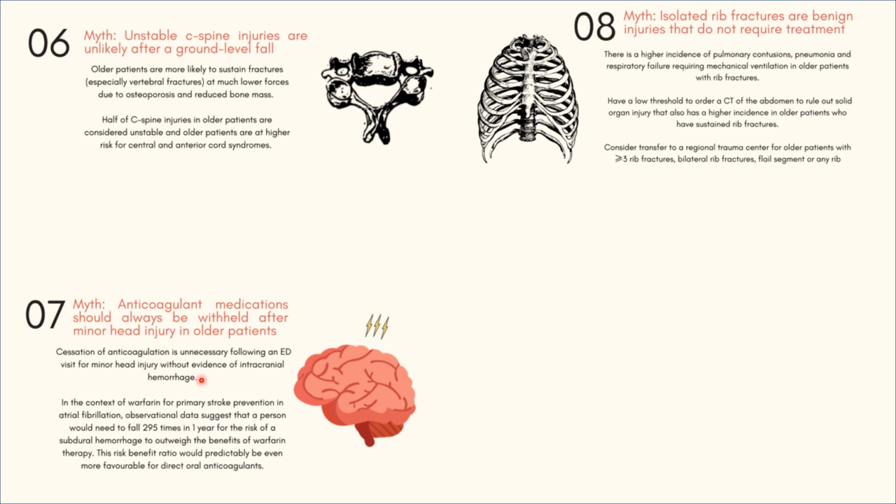The reference is on EMK's homepage as well. And there's also the myth that isolated rib fractures are benign and injuries do not require treatment. Here was the important thing about that: it's important to treat the pain, because they might develop pneumonia. You also might have a low threshold for CT of the abdomen to look for solid organ injuries, because they might have that with rib fractures. And then consider transfer to a regional hospital if they have more than five fractures, or bilateral fractures or flail chest. Of course, that's more a major trauma thing.